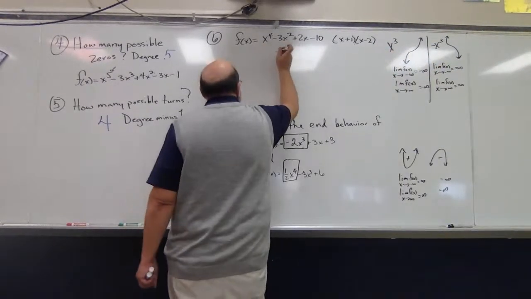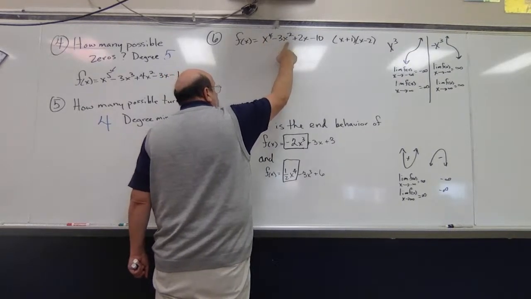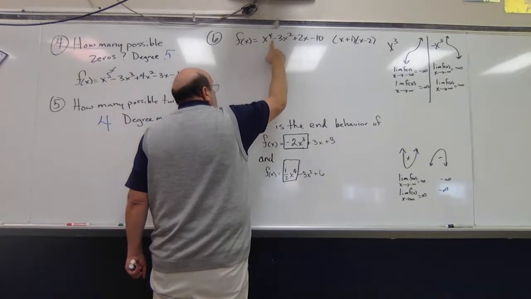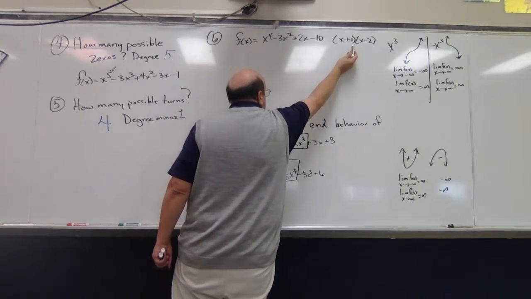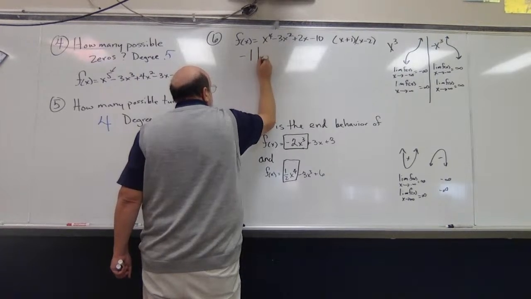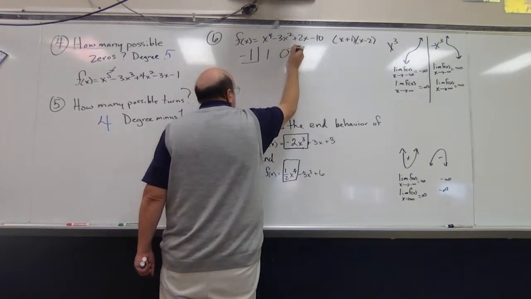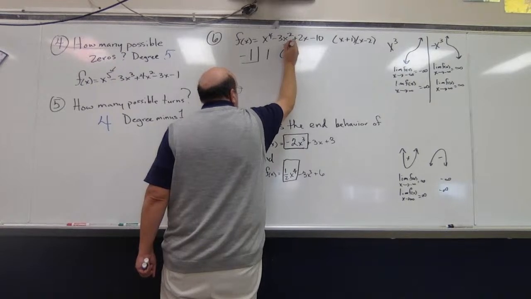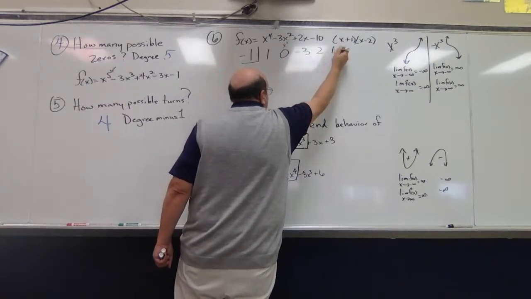So we need to set this up. Is there a term missing? I go x to the 4th down to x squared. Yes, I'm missing a term. So we see the x plus 1, so we have to show the opposite inside the box. And then we have 1, 0, because there's no x cubed term, then -3, 2, and 10.